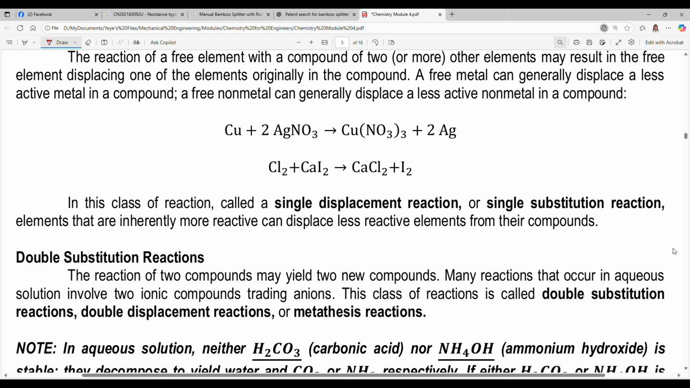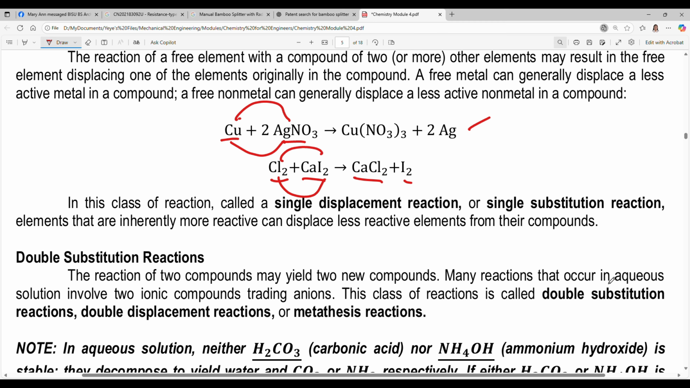So for example, we have copper plus silver nitrate. So magbaylo si copper ug si silver, will form copper nitrate and silver. Or for this one, chlorine plus calcium iodide, magbaylo silang duha, will form calcium chloride and iodine. So in this class of reaction called a single displacement reaction or single substitution reaction, elements that are inherently more reactive can displace less reactive elements from their compounds.